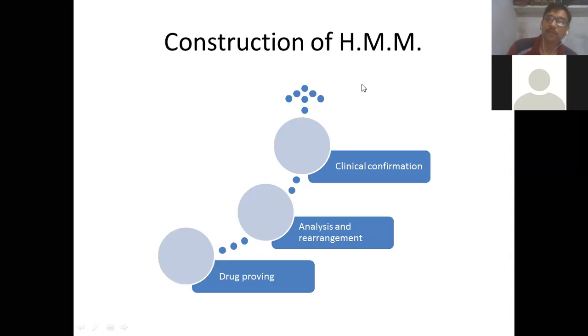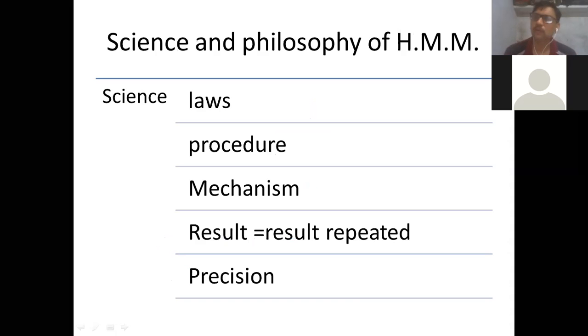I will go ahead. After understanding this process of construction of homeopathic materia medica, we come to know that this is not a mechanical process. This is not a haphazard process. There is some unique science and philosophy behind this homeopathic materia medica, which I want to explain today.